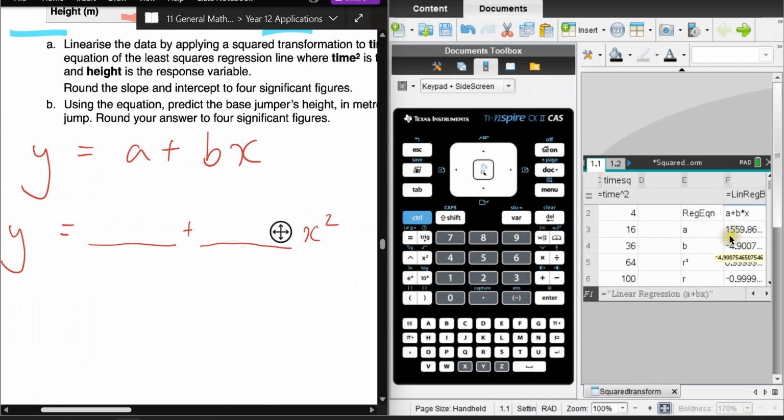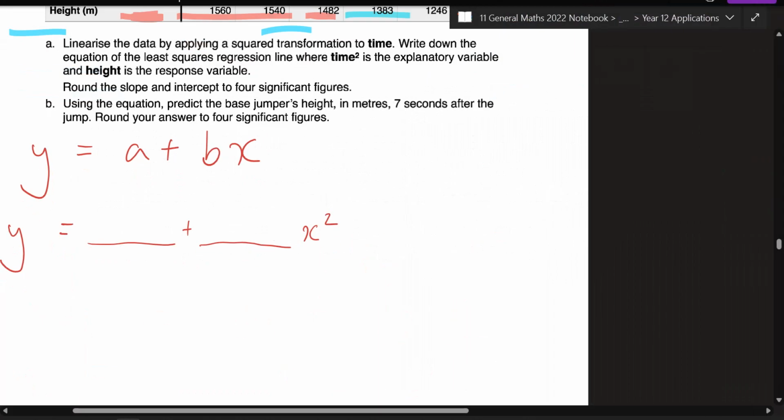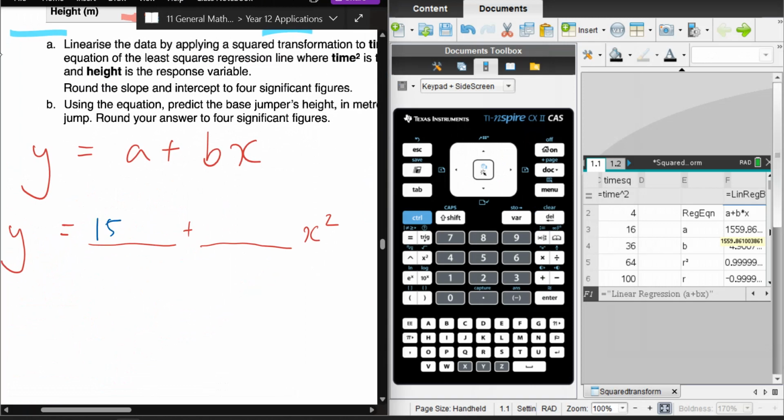My A, I can see is 1559.8. 4 important numbers. Actually, let me change color for this. 1, 5, okay? Remember, 4 important numbers. So that 8 will transform the 9, which transforms the 5, so it should be 1560 for the A. Now the B, see how it's negative 4.9007. So this becomes minus 4 point, look at the 4 important numbers, that 7 will affect that 1. So 4.901 x squared. Okay, there's my formula.